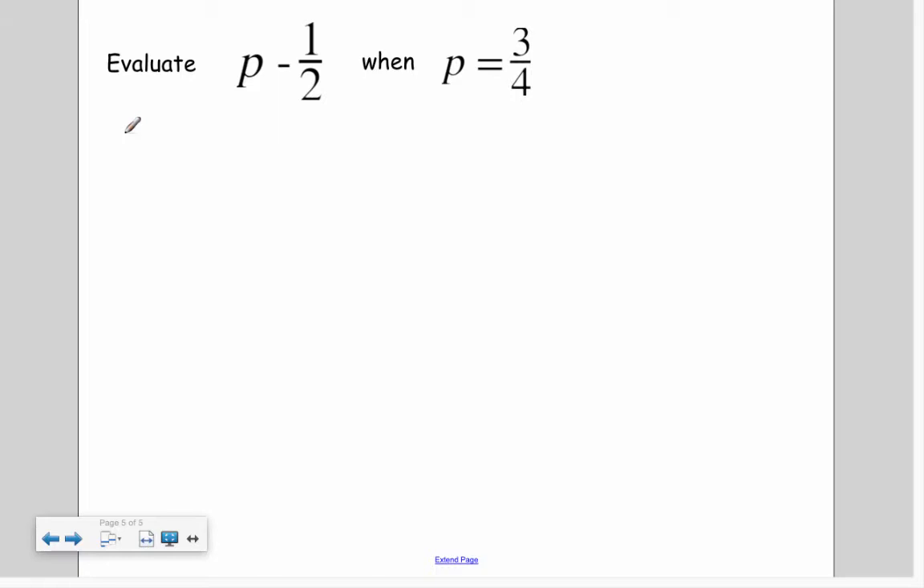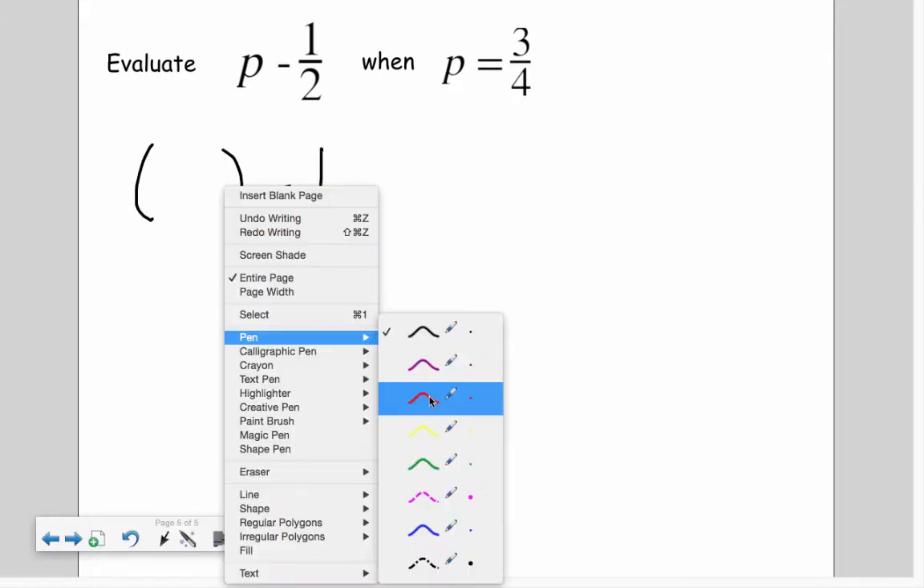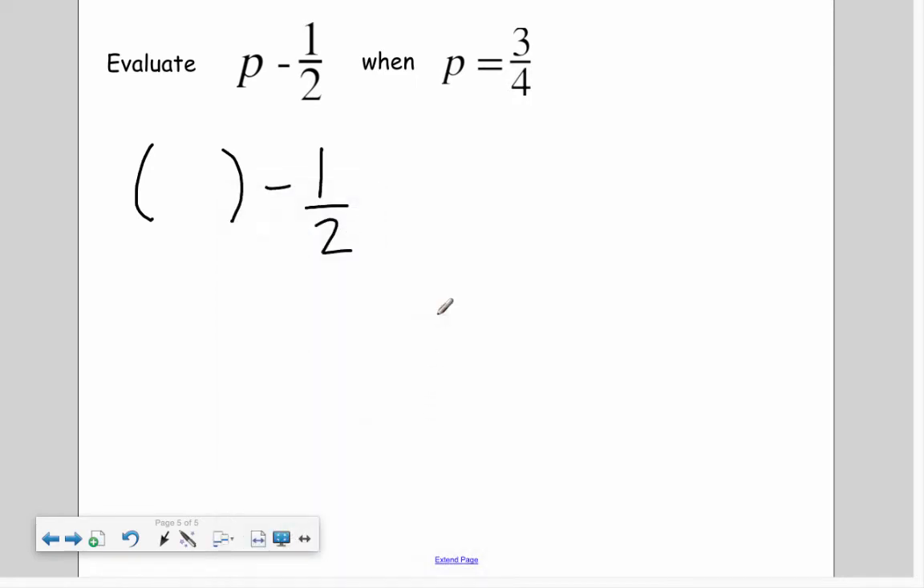Let's try another example. Evaluate p minus 1/2 when p equals 3/4. So again, I like to start by rewriting the expression, but wherever I see a variable, I'm going to put an open parenthesis and a closed parenthesis, p minus 1/2. Now I'm going to take that value of p, 3/4, and I'm just going to write it in to the parenthesis. And I'm not going to write that arrow every time. I'm just doing that to show you what we're doing.